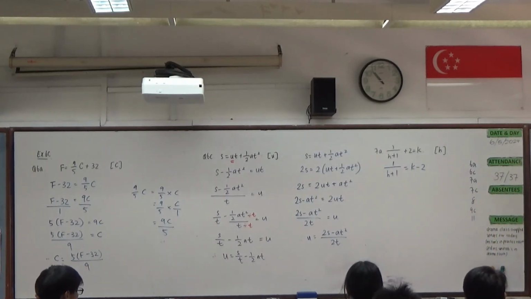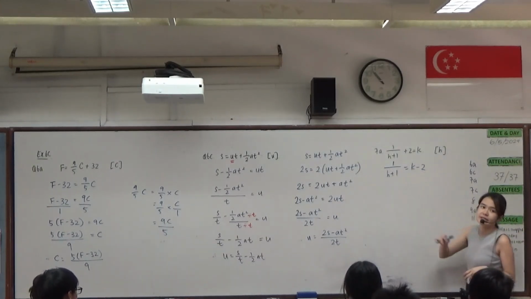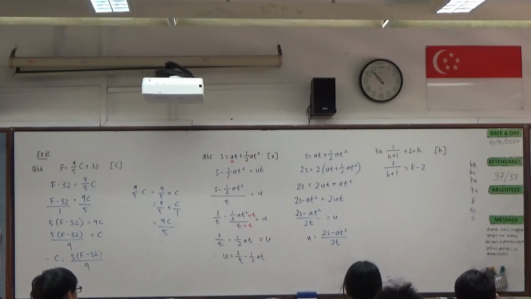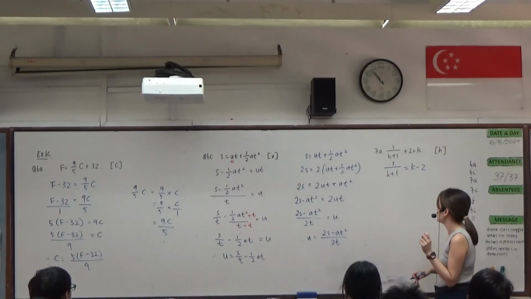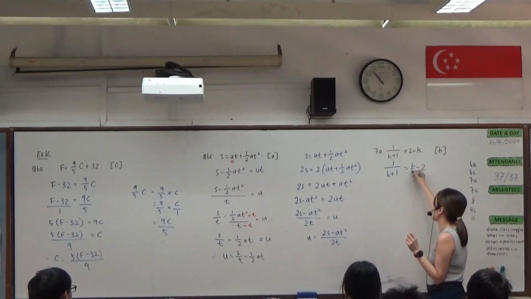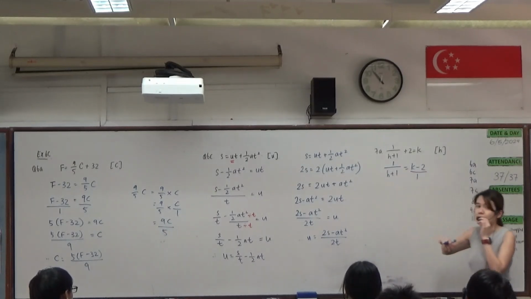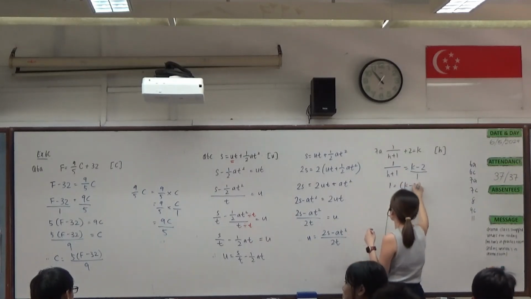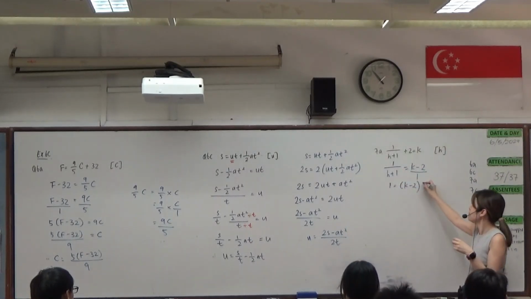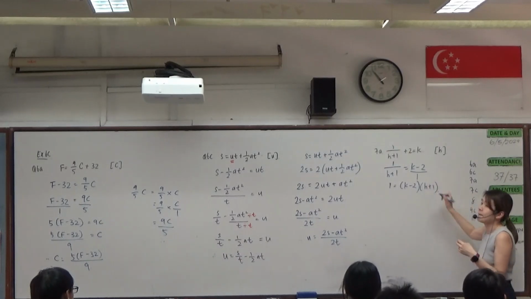How do I bring the h out from the denominator? What can I do next? What do you mean cross multiply? Okay, bring it over to the other side. So we think about it as cross multiply. Okay, so 1 times 1 is 1, and then we have k minus 2, the entire thing as a group, multiplying with h plus 1.